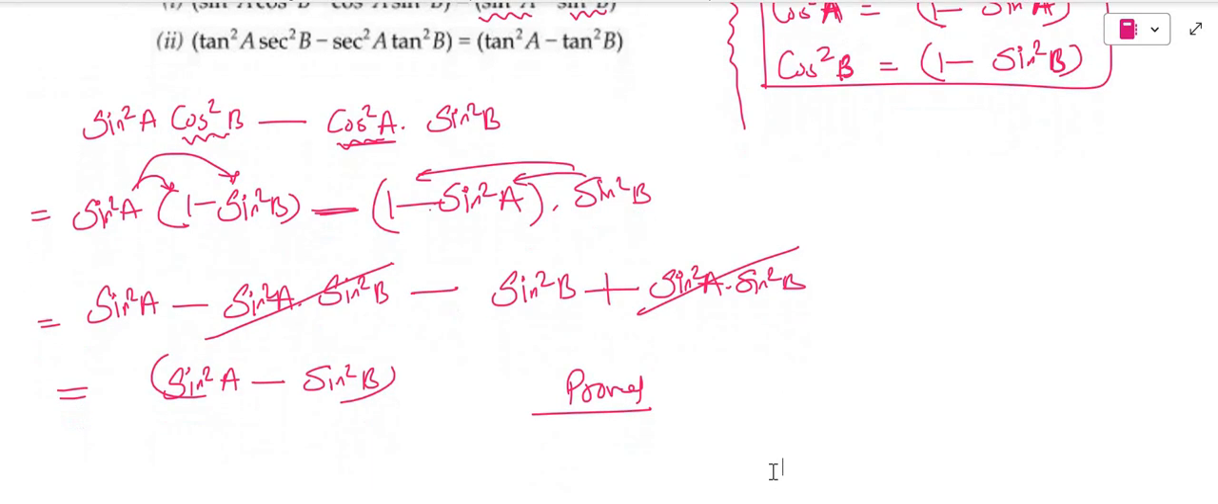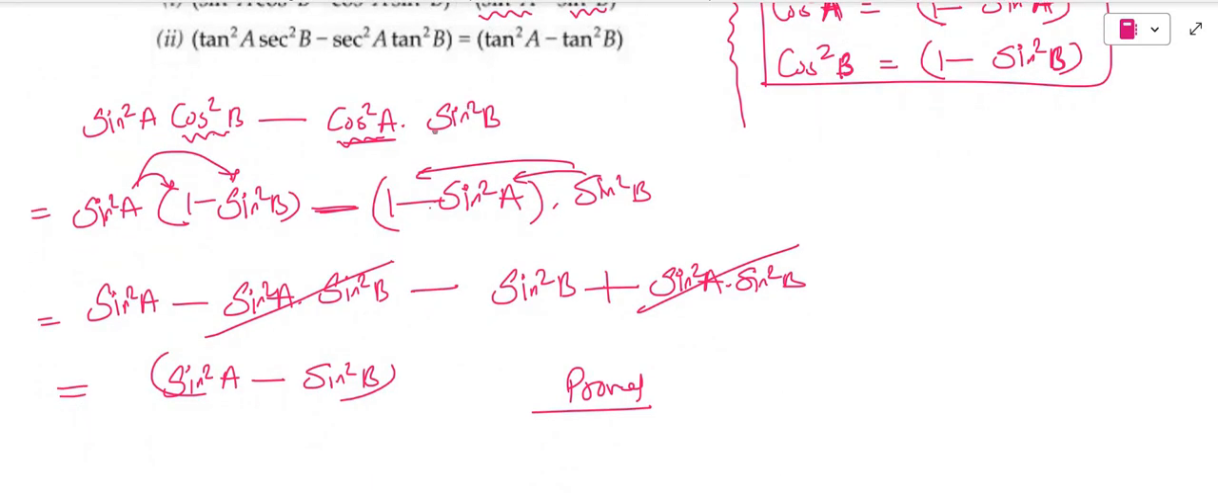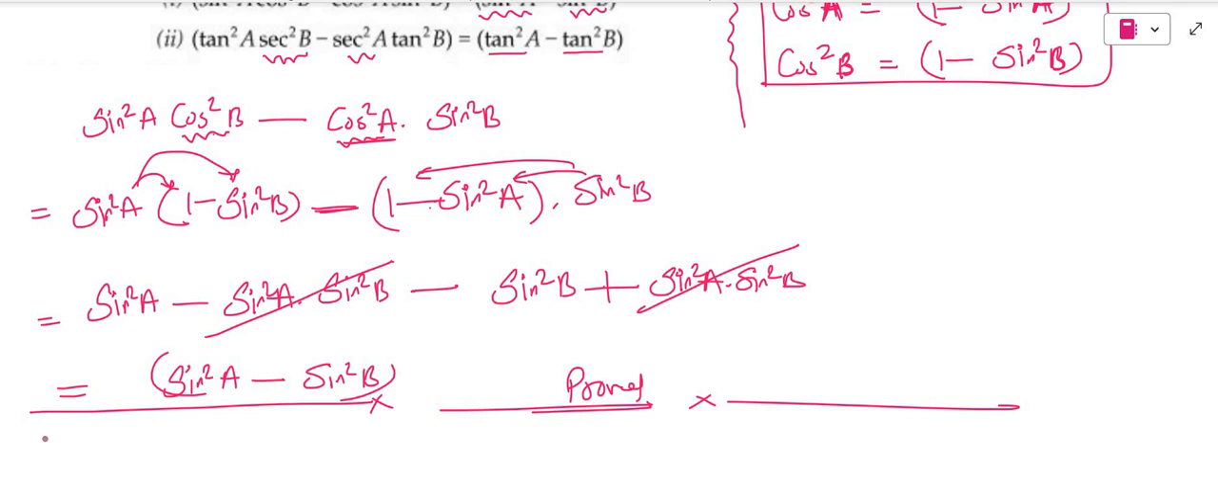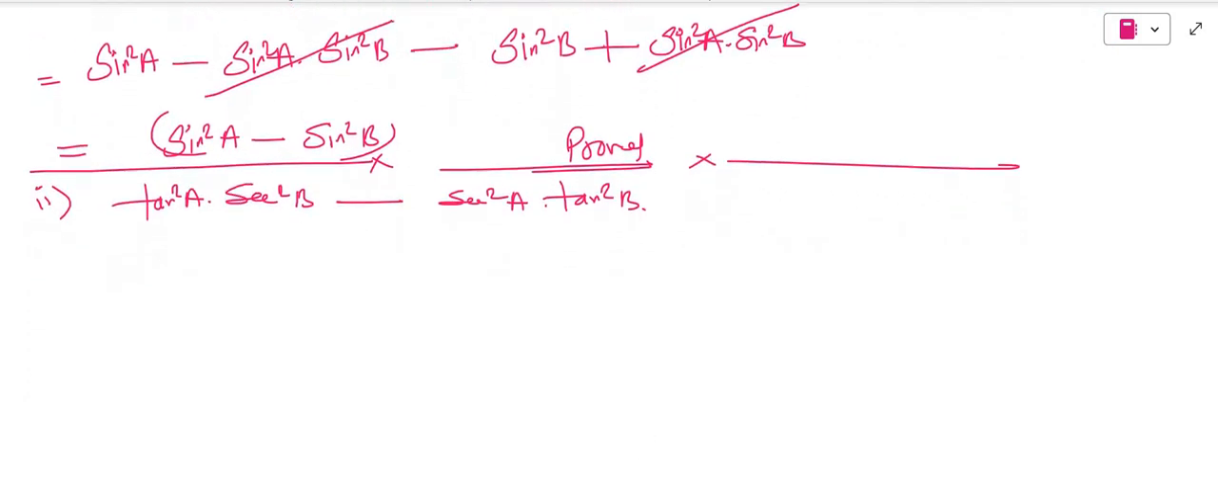The B part is also exactly similar. In the B part, we need to prove in terms of tan square A and tan square B. So we want to get rid of sec square. Correct? So let me write down what the question is. The second part of the question: tan square A sec square B minus sec square A tan square B. This is the question.